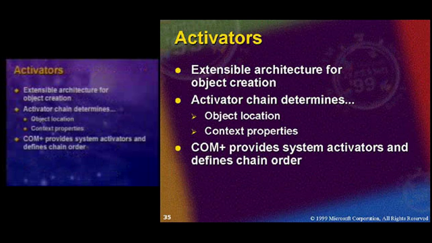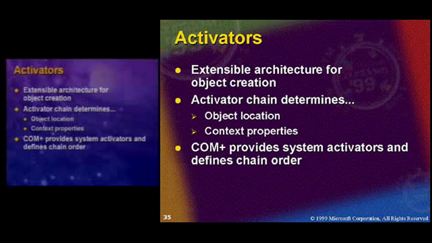Okay, so let's go back to activators for a minute. This is the way that we make an extensible architecture for object creation. And some of you may be thinking, ooh, I can make an activator now. And you would be wrong. Because we're not going to tell you how. We're going to try it out in COM+ 1.0, and we're going to see how it works. And then after you've told us how it doesn't work, then we'll think about whether we want to let you do anything with it in the future.